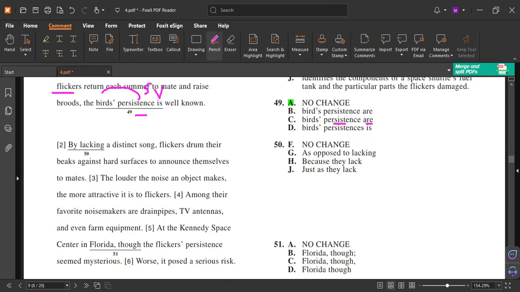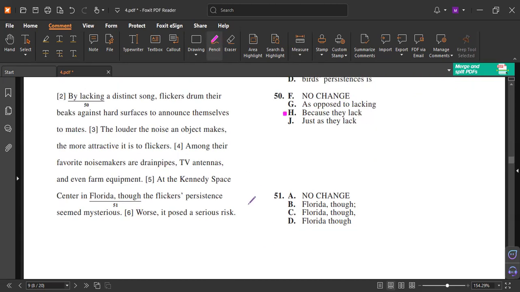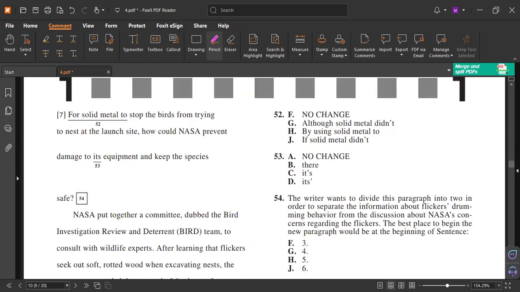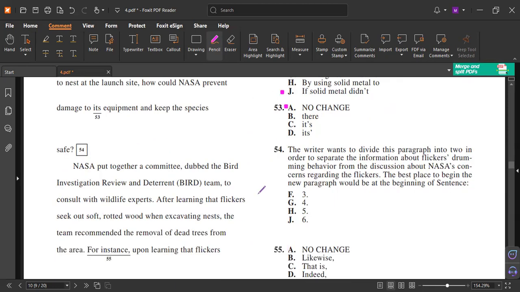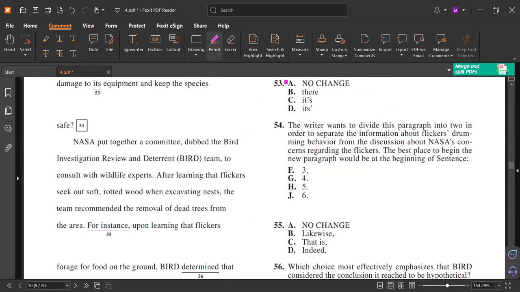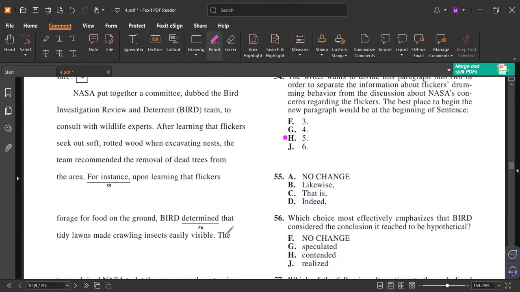Okay. Number 50H. Yes. 51C. 51, C. Correct. 52J. 52, correct. 53A. Correct. 54H. Correct. 55A.